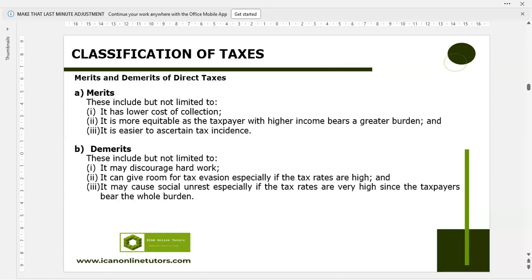So under the classification of taxes, you have direct and indirect. These two types of tax also have their merits and demerits, advantages and disadvantages. The advantage of direct taxes includes that it has a low cost of collection, so it is easy to administer. It is also more equitable, as the taxpayer with higher income bears a greater burden, and it is easier to ascertain tax incidence. You know who bears the burden directly. But in indirect tax, it's not easy to ascertain the tax incidence, because you don't know who the final consumer will be.